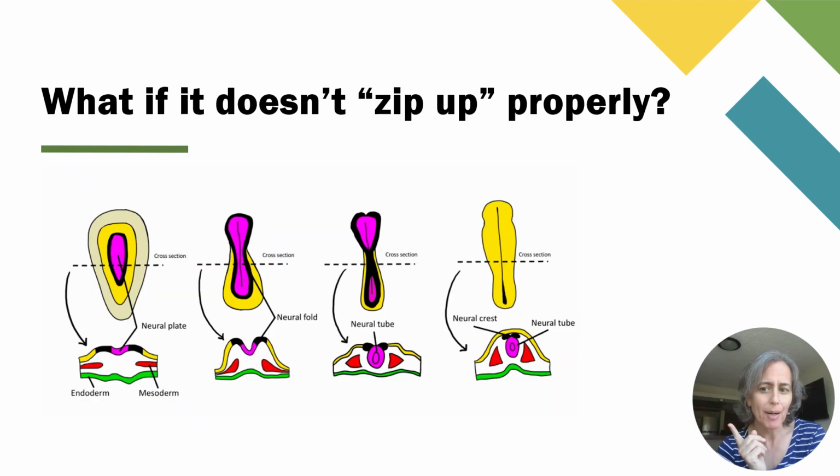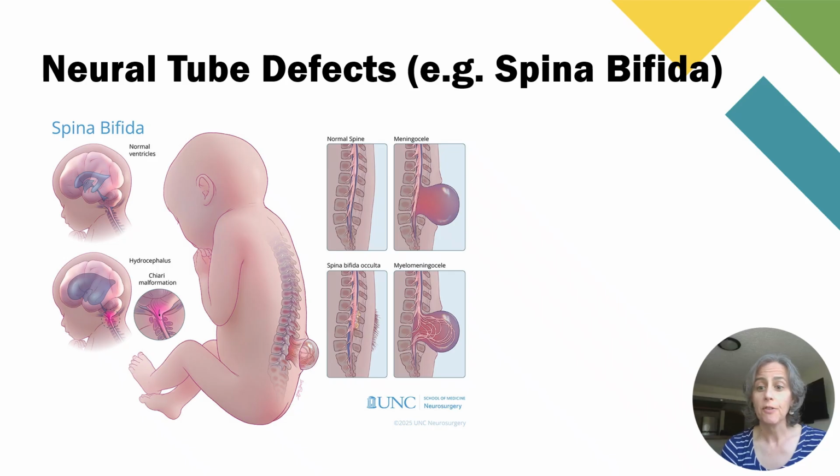So what if it doesn't zip up properly, right? Anytime something can go wrong, it usually will, at least on occasion. There are some medical conditions where that doesn't zip up properly, and parts of the neural tube are still outside of the body. They're not underneath the skin the way we're seeing here. If you've ever heard of neural tube defects, that's what that is, right? Now you know what the neural tube is, now you know a defect of that.